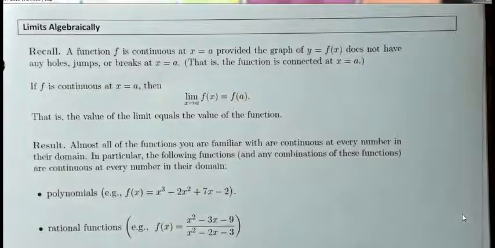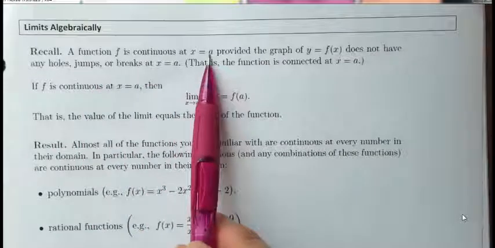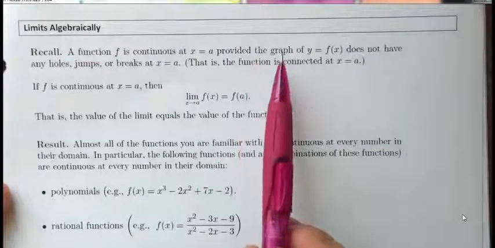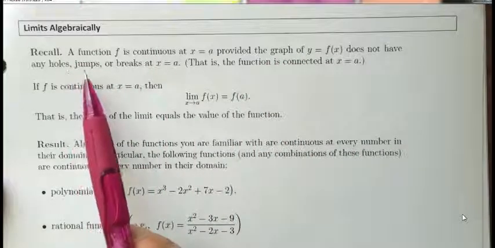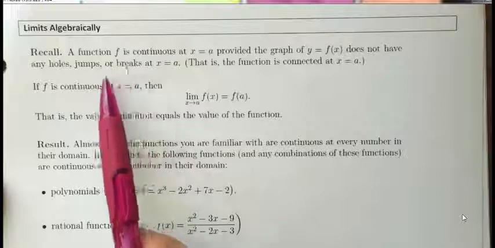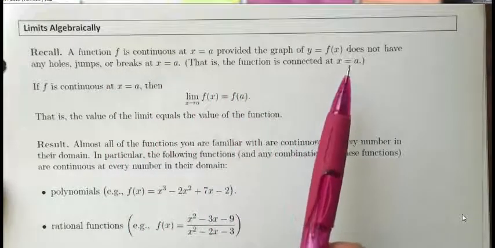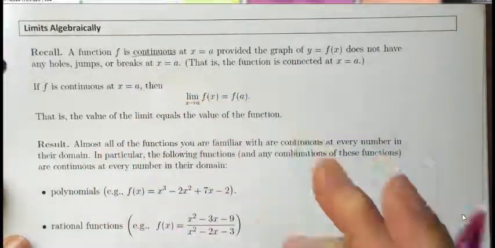So recall, a function f is continuous at x equals a, so at whatever that x value is, we were calling it c before. It might be a certain number like 5. Provided the graph of y equals f of x does not have any holes, jumps, or breaks, discontinuities at x equals a. That is, the function's connected at x equals a. Okay? So we're talking about continuous functions here.